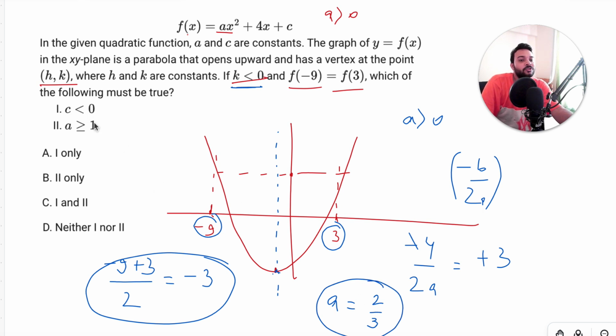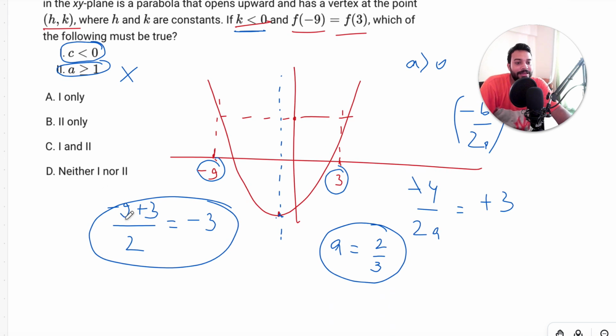So a is not greater than or equal to 1. This is a wrong statement, so this is not true. They've asked us which of the following must be true, so we need to really be certain that it must be true. It cannot be a subset of the total solution, it has to be the total solution. So a greater than or equal to 1 is wrong because a is 2 over 3.